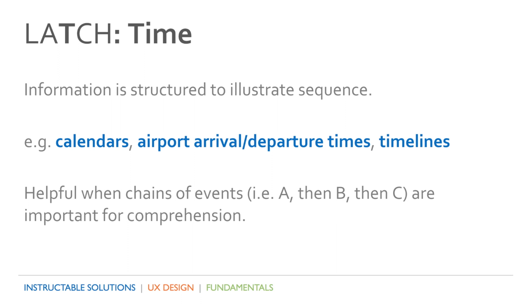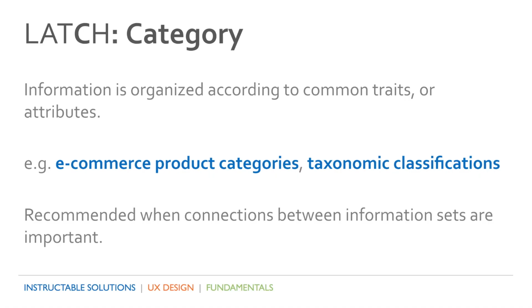The C in LATCH stands for category. This one we've talked about previously. And in this information organization, we organize according to common traits or attributes. The more common ones that we see are product categories, taxonomic classifications, where we look at facets and fill in the blanks with our attributes. Controlled vocabulary becomes part of our categorization. This is probably the most common way that you'll be organizing products or services, and it's recommended when connections between information sets are important.